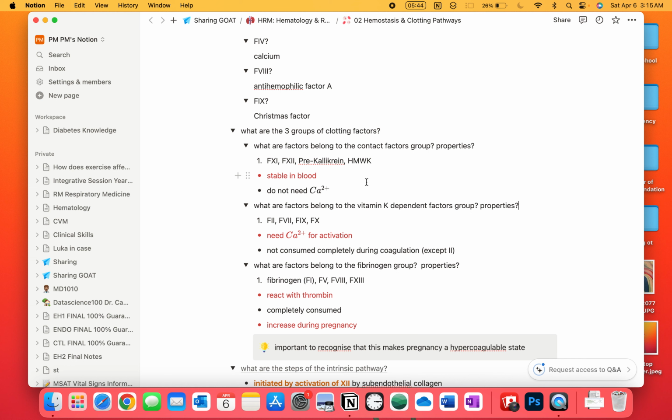Factor 8 is here, fibrinogen group. So the fibrinogen group is going to be factor 5, factor 8, factor 13. It's going to react with thrombin. It's going to be completely consumed. And it's going to increase during pregnancy. That is why pregnancy is a hypercoagulable state, because you have increased fibrinogen factors.